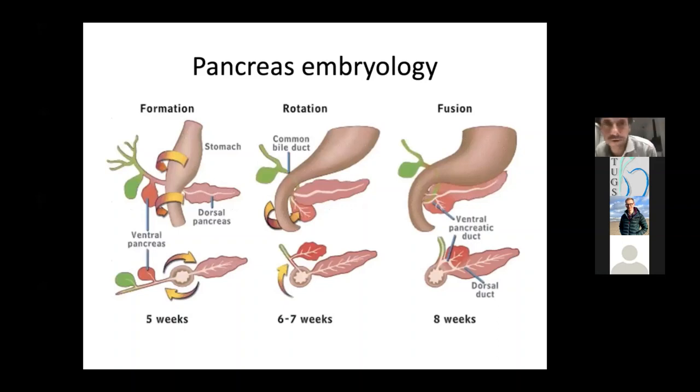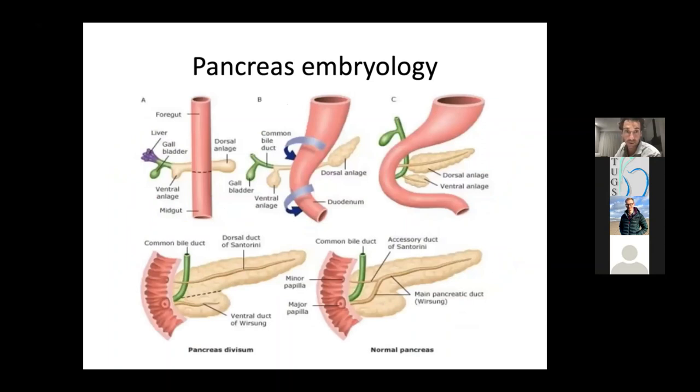So just to go back to a bit of embryology, the pancreas gets formed in the fifth week of gestation, and it is a ventral and a dorsal bud basically. When the rotation of the gut happens, it's a foregut organ, so it merges the ventral and the dorsal bud, and both of these pancreases have a small duct, and these ducts merge in the eighth week of pregnancy, and then form the pancreas.